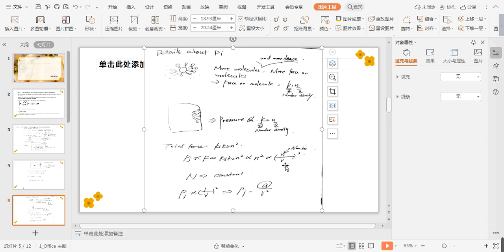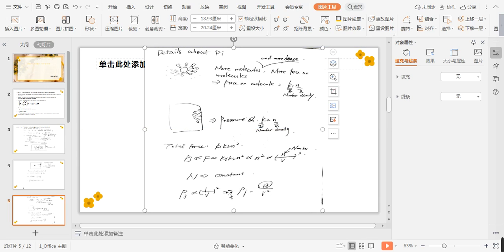So what are n and V? n is the number, or you can say the moles, of the molecules. V is the volume. n is a constant because it stands for moles. It's a number. So we can write it like this. So that's what a stands for. You can see that.